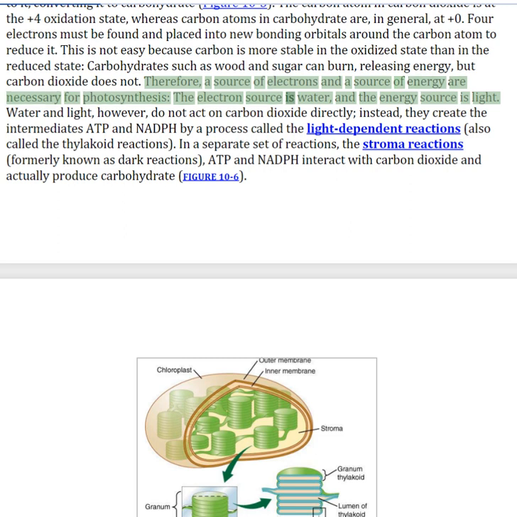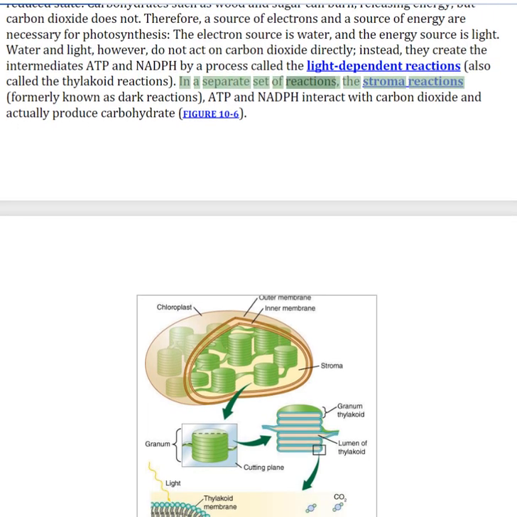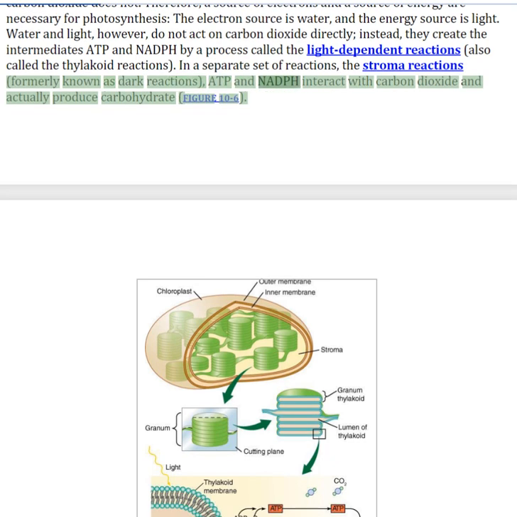The electron source is water, and the energy source is light. Water and light, however, do not act on carbon dioxide directly. Instead, they create the intermediates ATP and NADPH by a process called the light-dependent reactions. In a separate set of reactions, the stroma reactions, ATP and NADPH interact with carbon dioxide and actually produce carbohydrate.